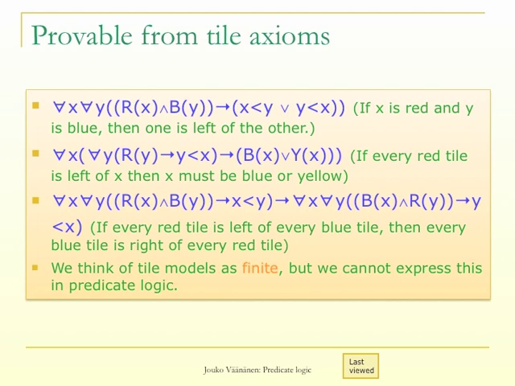In reality, we think of tile models as finite, but we cannot express this in predicate logic. This follows from the so-called compactness theorem, which we have not proved. So we just have to accept that. Even if it would make perfect sense to think of infinite tile models, which would just stretch left and right indefinitely. But that's not what our tile models are like.